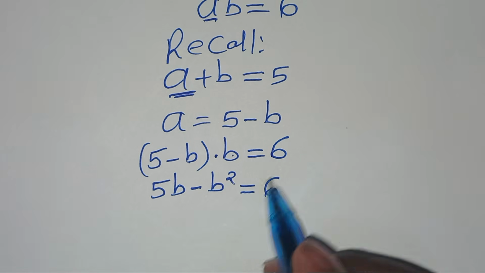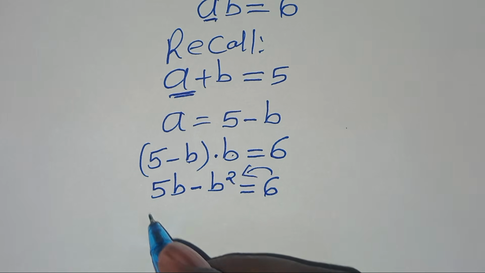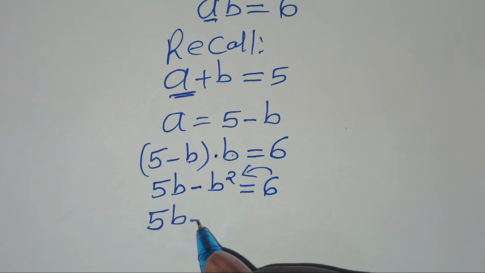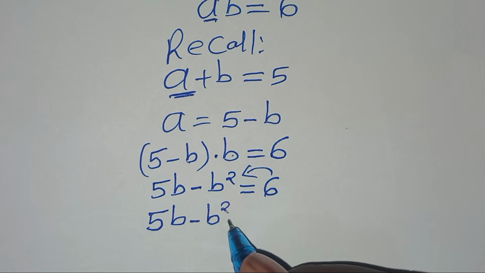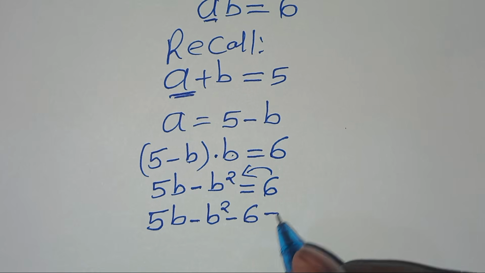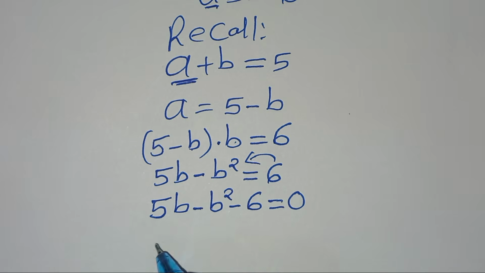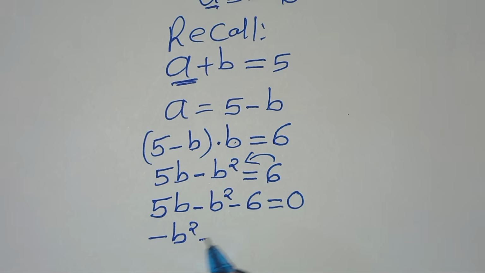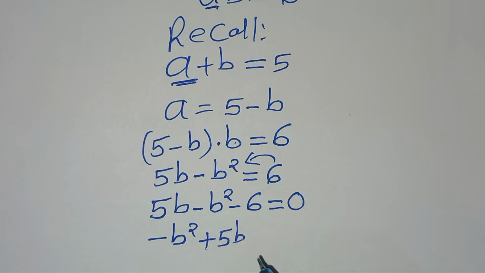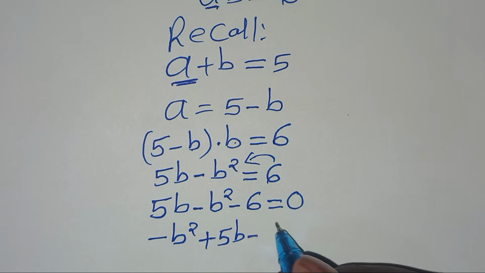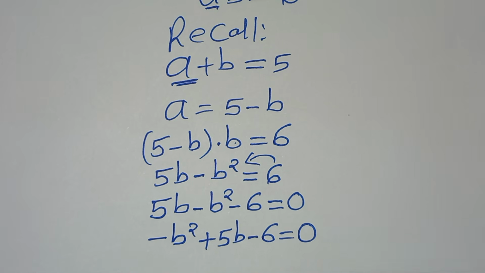The next step is that we can take 6 to the left hand side, so that we have 5b − b² − 6, this is equal to 0. Let's rearrange this equation, so that we have −b² + 5b − 6, this is equal to 0.